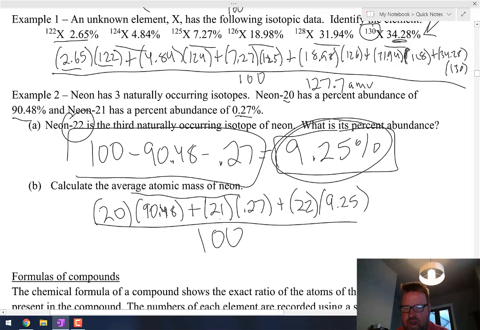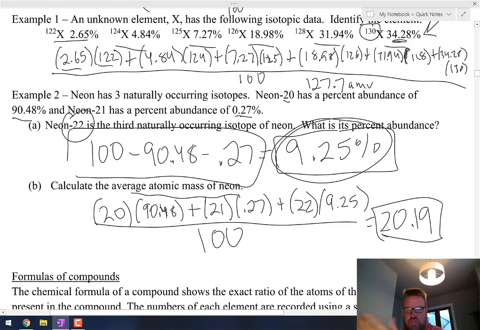Now, I want to verify, because again, I think it's 20.18. I want to make sure that is correct. So 20 times 90.48 plus 21 times 0.27 plus 22 times 9.25 equals, divide by 100, and I guess if we did the same, right around 20.18. I guess around it would be 20.19. Okay? And that's very, very close to what we see on the periodic table, so that is our correct answer.